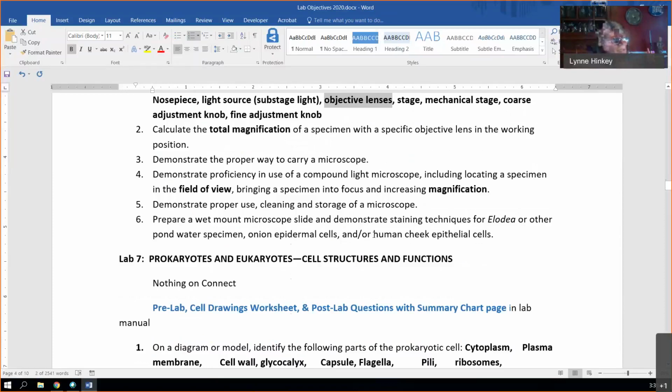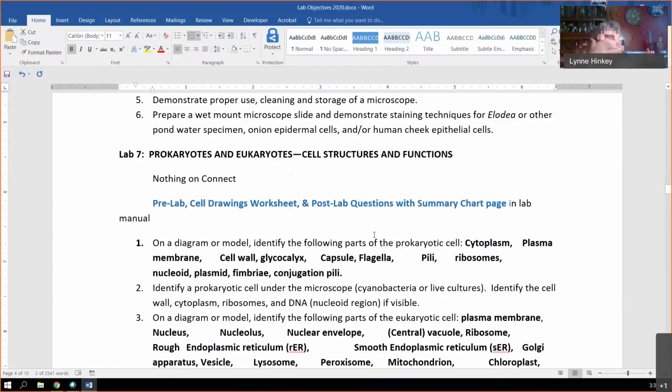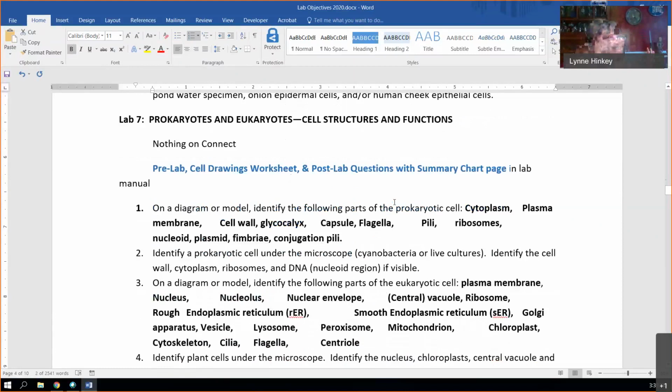Let's see, and then the cells. Looking at the cells, everybody, that's a pretty fun lab. Even the virtual lab is pretty fun seeing everything on there. Questions about the microscope? No.